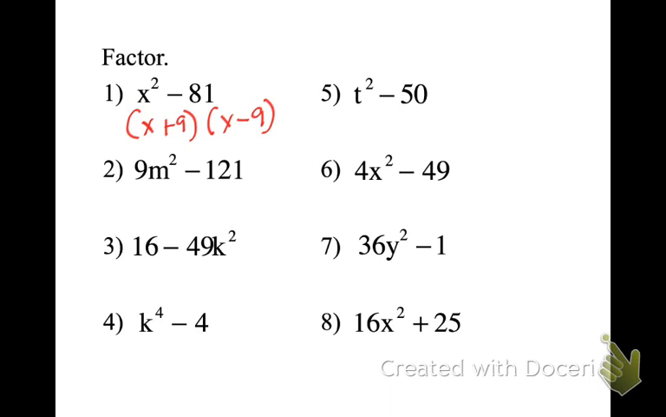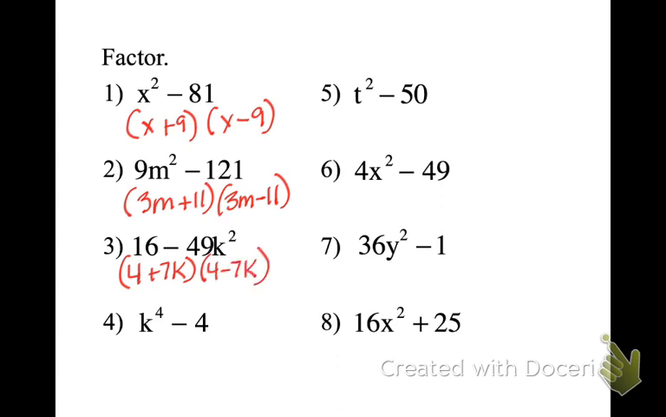Number 2, how about Alana? I got 3m plus 11 times the quantity of 3m minus 11. Perfect. Next one, Madison. I got 4 plus 7k times the quantity of 4 minus 7k. Okay. Next one, Max. k squared plus 2 times the quantity of k squared minus 2.